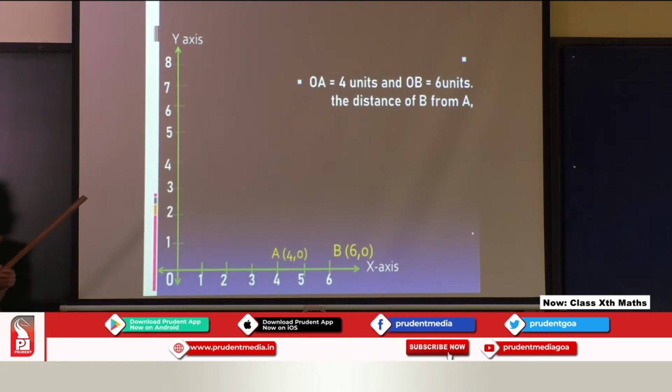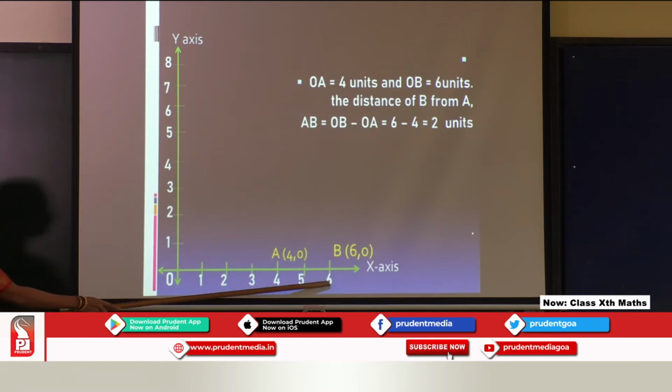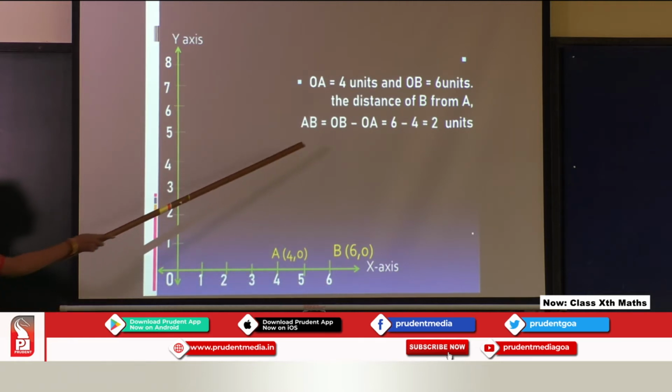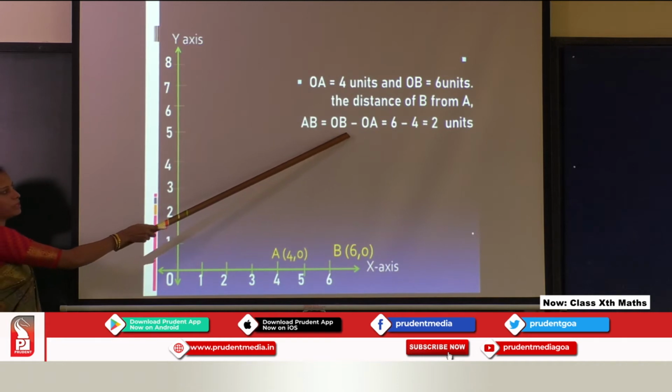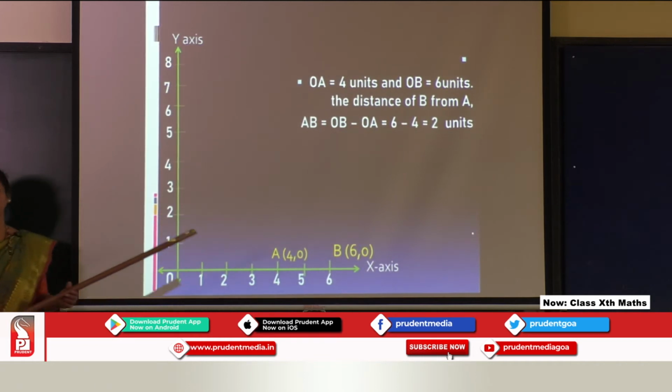So to find the distance AB, we have to subtract OB minus OA. So this is 6 and this is 4. So AB is equal to OB minus OA, which is equal to 6 minus 4, which is equal to 2 units.